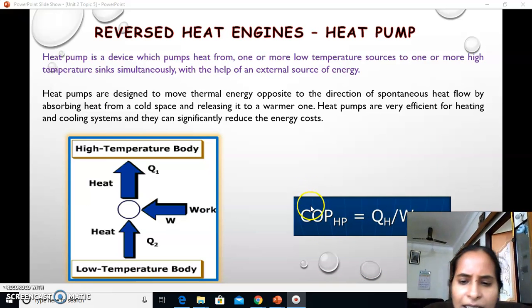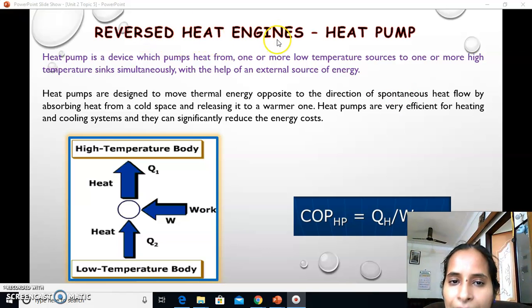And reversed, these are some of the slides which are showing the exact working of the reversed heat engines. Heat pump is a device which pumps heat from one or more lower temperature sources to one or more higher temperature sinks simultaneously with the help of an external source of energy. They are designed to move the thermal energy opposite to the direction of the spontaneous heat flow. It is most important, as I have already explained in the first slide.